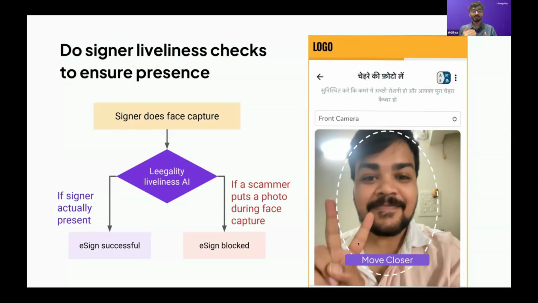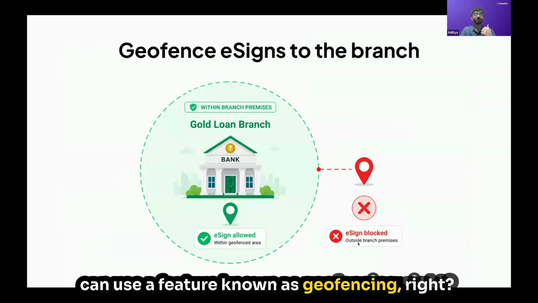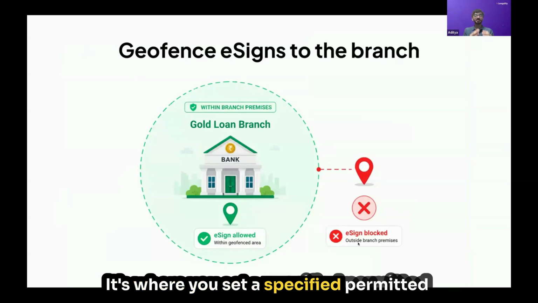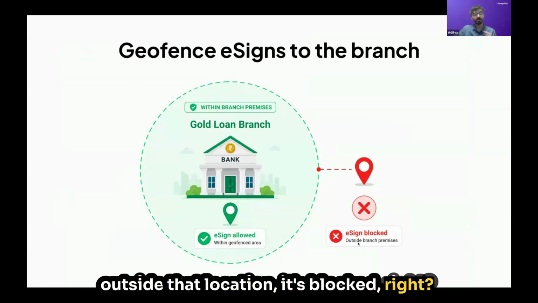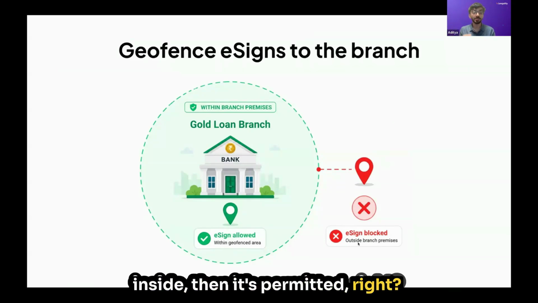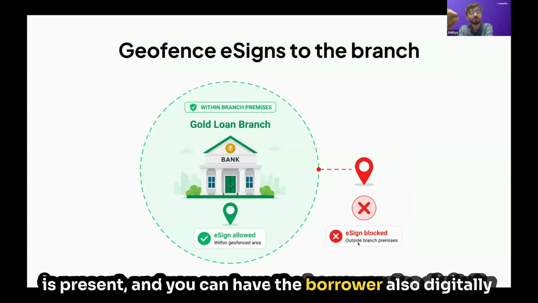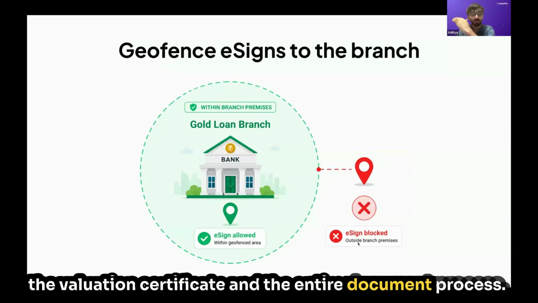it can go through. The second, and this one is probably the more important of the two features, is you can use a feature known as geofencing, right? When you do eSign. So what does geofencing mean? It's where you set a specified permitted location for eSign. And if the eSign happens outside that location, it's blocked, right? You cannot proceed. And of course, if it happens inside, then it's permitted. So through this, you can actually ensure that the valuer is present, and you can have the borrower also digitally confirming their presence, both via digital geofencing for the valuation certificate and the entire document process.